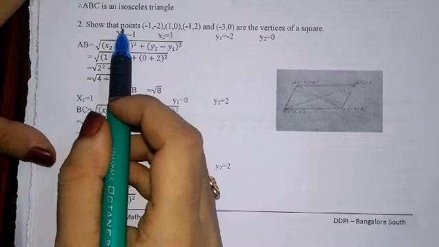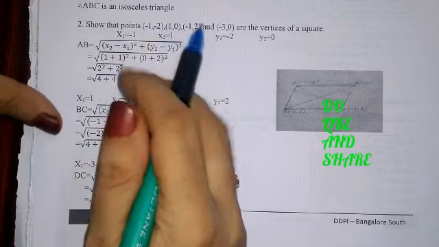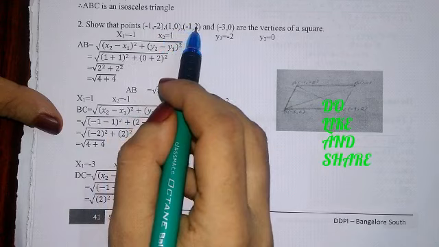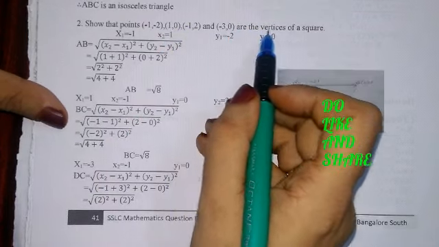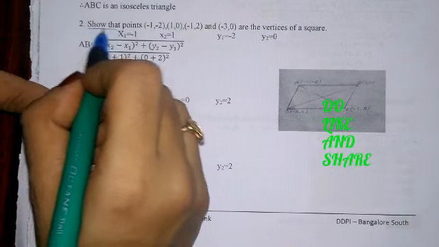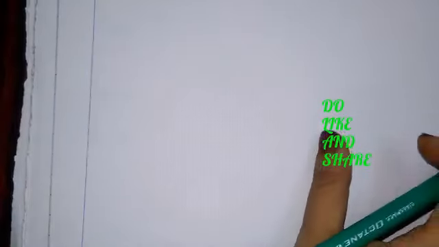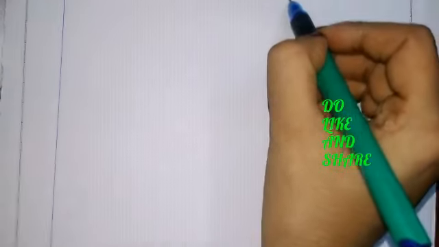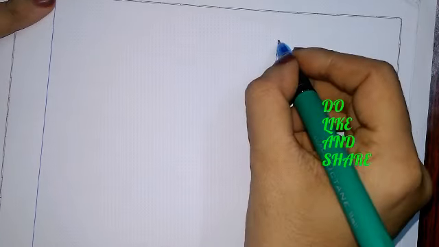Show that the points (minus 1, minus 2), (1, 0), (minus 1, 2) and (minus 3, 0) are the vertices of a square. Show that means we have to prove that these points are the vertices of a square. Let us draw one square.